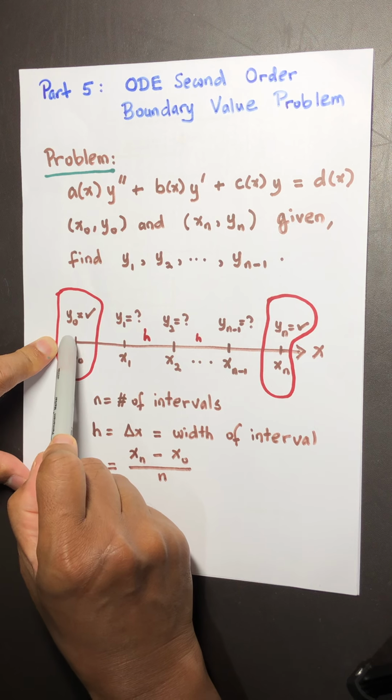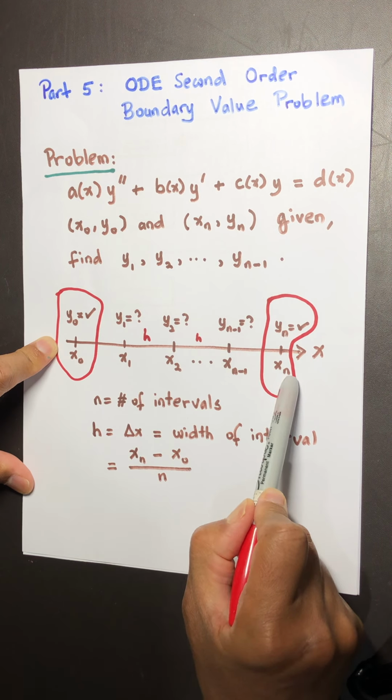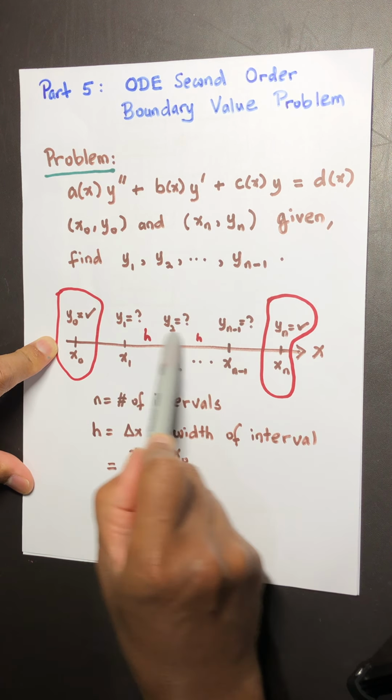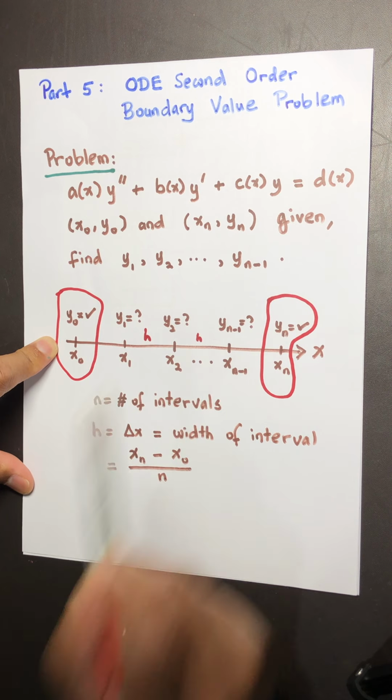So we are given values on the left and the right. We need to find the values in between. This one here. So that's the problem.